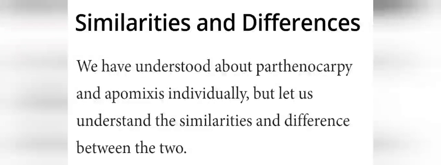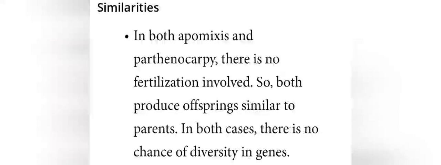Generally another question is also asked, like the similarities and dissimilarities between apomixis and parthenocarpy. They look similar. There are certain similarities, but these two are different processes. Let us first see the similarities between parthenocarpy and apomixis. In both apomixis and parthenocarpy, there is no fertilization involved. Both produce offspring similar to the parents. So in both cases, there are no chances of variation.